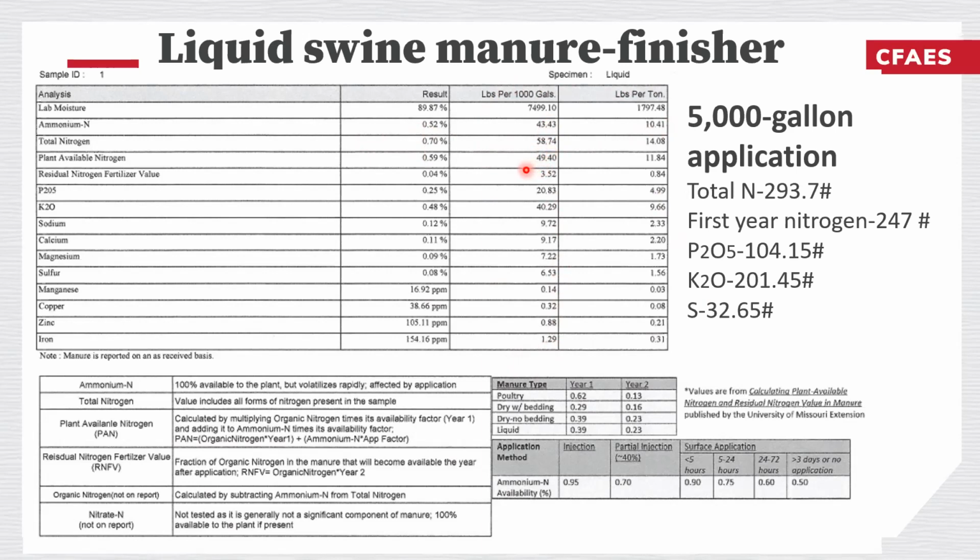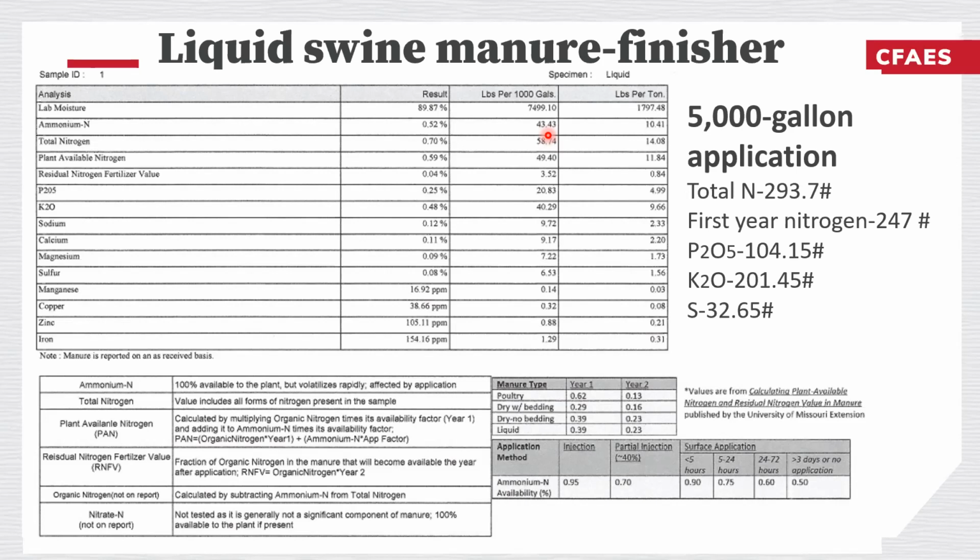And most of that is in the ammonia form. So 43.43 pounds in that ammonia form. So this one's a really important one to get that manure incorporated so we can capture that ammonia nitrogen. If we don't incorporate that, if it's more than 3 days later, that cuts that in half. So we're about 20 pounds of ammonia nitrogen. So 20 pounds of nitrogen per 1,000 lost.